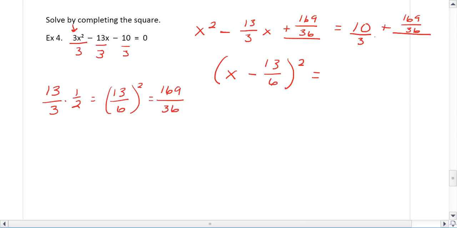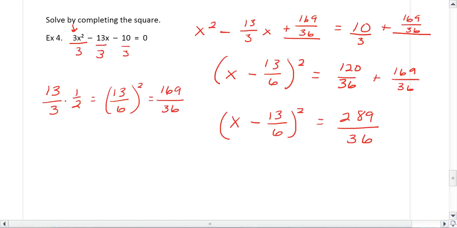So we need to make these common denominators. Looks like I need to make this 10 thirds into something over 36. Since 3 times 12 is 36, 10 times 12 would be 120. And then we need to add the 169 over 36. If I added correctly, I got 289 over 36. So now that it's factored and added, now we need to take the square root of both sides.